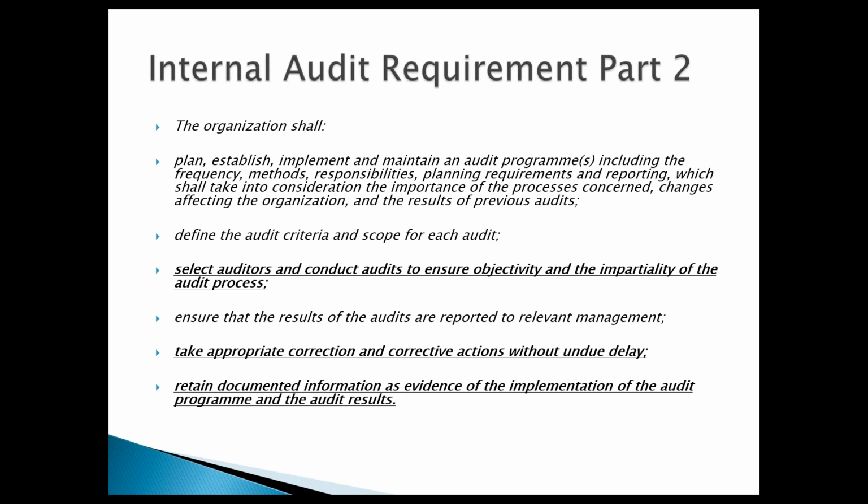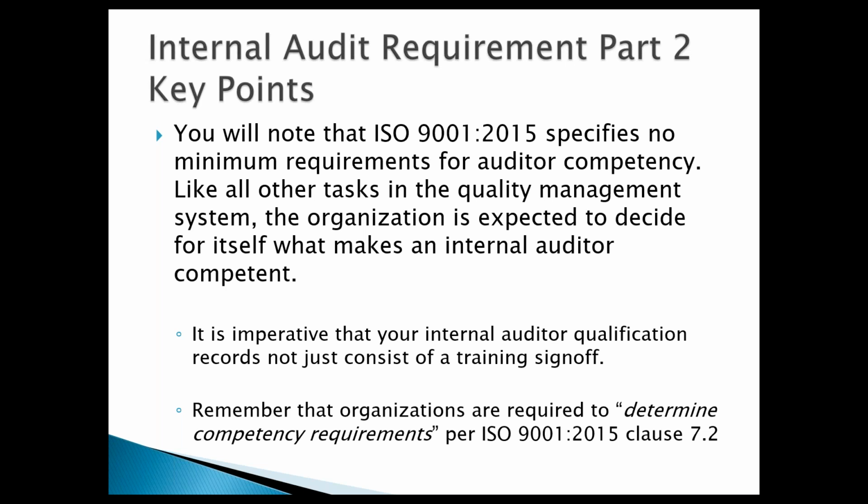Now, moving on to the second part of the internal audit requirement, I've got some items highlighted here. You need to select auditors and conduct audits in a manner that ensures objectivity and impartiality. You need to take correction and corrective action on issues that are raised. And again, we have a retained documented information statement. So let's pick these apart just a bit.